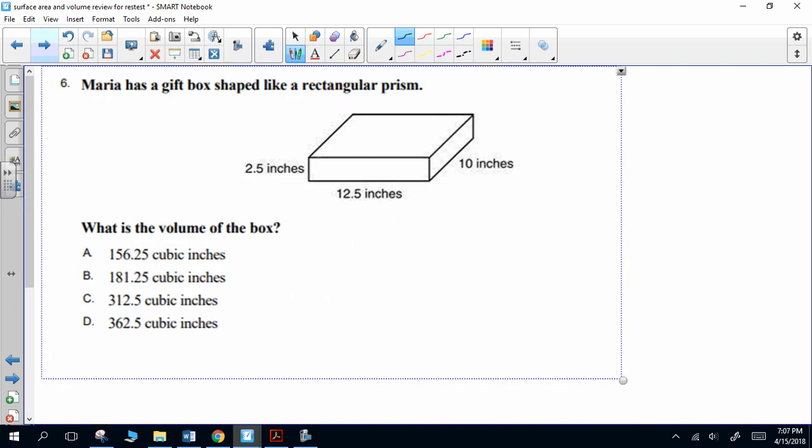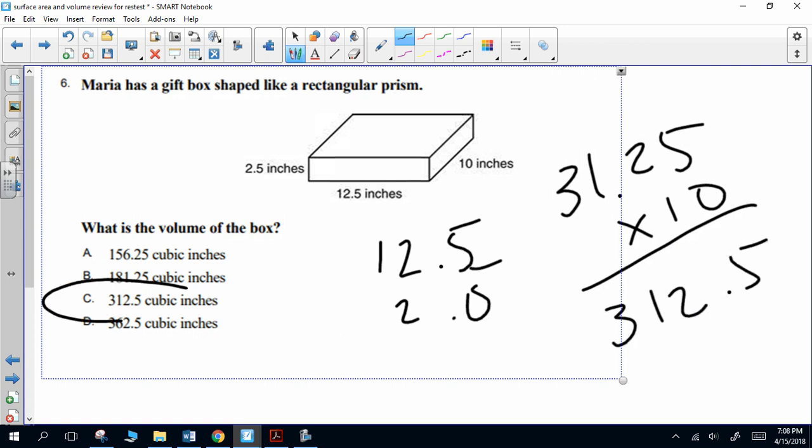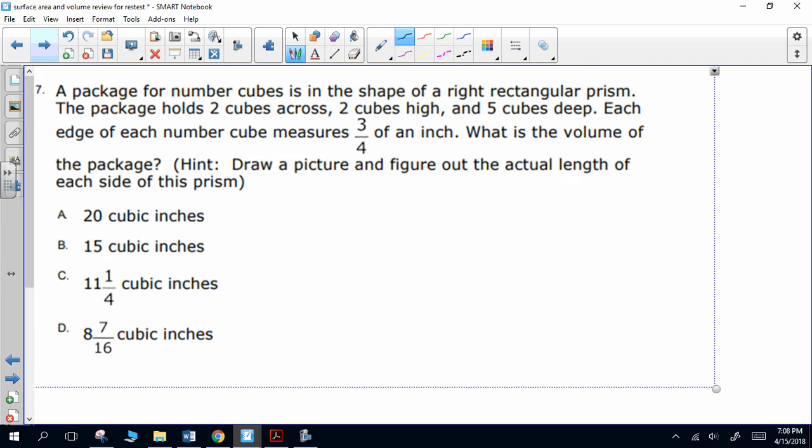Maria has a gift box shaped like a rectangular prism. So I'm just going to multiply 12.5 times 2.5. 12.5 times 2.5 is 31.25 times 10, 312.5 inches. Okay, next one.